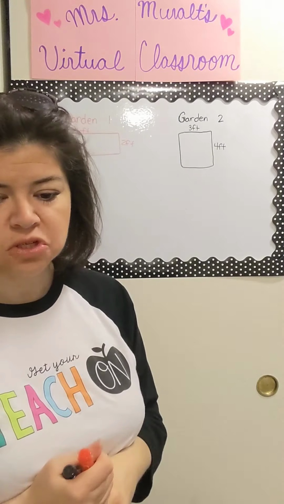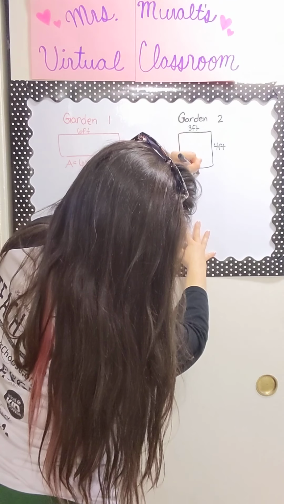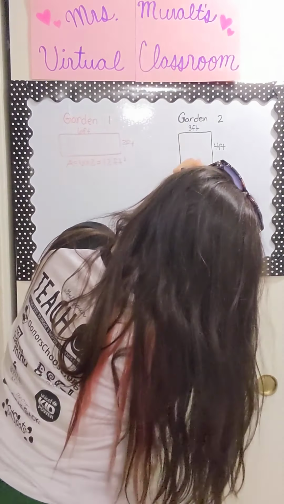Now let's check out garden 2 and see if our area is different or the same. So here, our garden is 3 feet length and 4 feet width. So we're going to multiply those two numbers. Look at that. We got the same answer. So both of these shapes, even though they're very different, have the same amount of room on the inside. So now let's check if our perimeter is going to be the same or different.